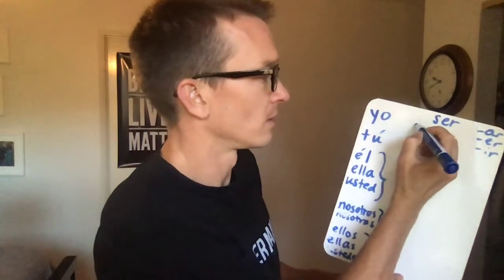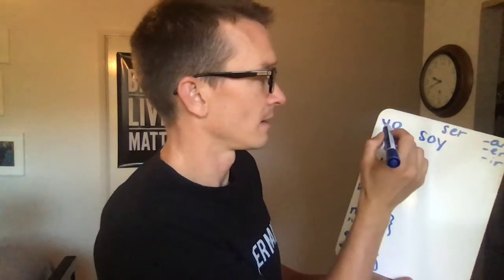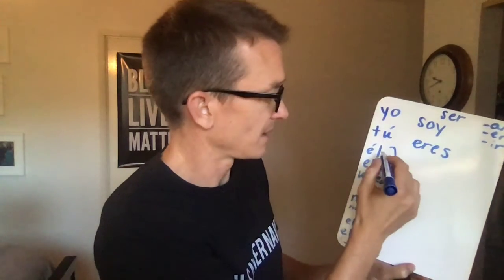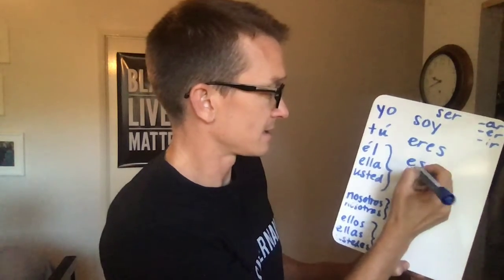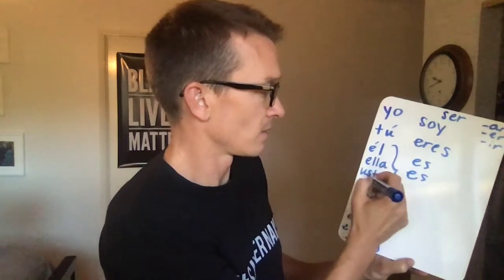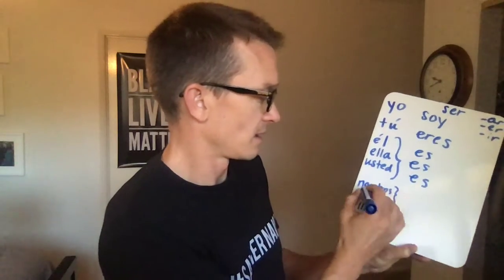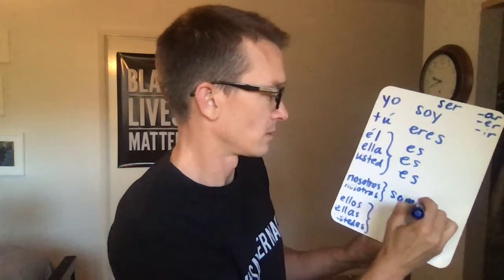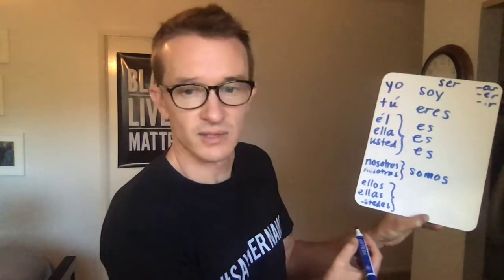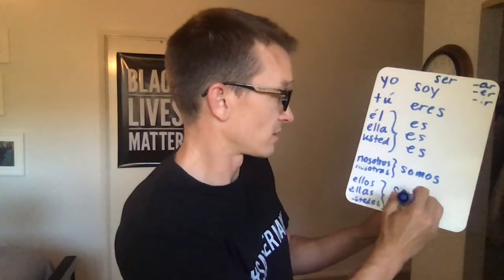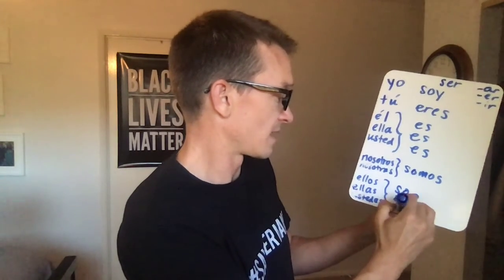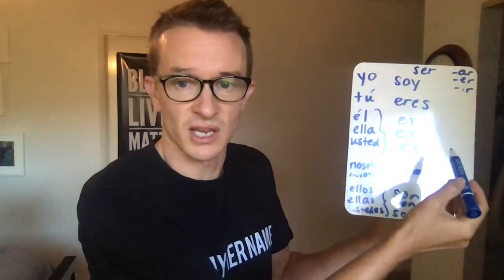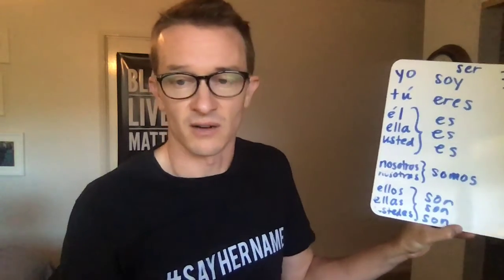It's yo soy, tú eres, él es, ella es, usted es, nosotros y nosotras somos, ellos, ellas y ustedes son. So ellos son, ellas son, ustedes son. So we can see an example of how subject pronouns change a verb to put them in their correct forms.